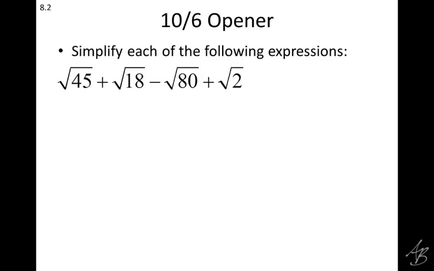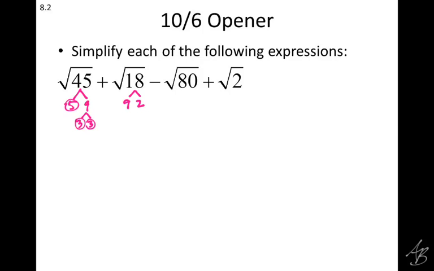This problem here is the same thing, except we have 4 square roots that we have to simplify. So let's start with factor trees, just like we did the last one. How does square root of 45, how does that 45 factor? 5 times 9. 5's prime, 9 is composite. 3 times 3. Okay, how about the 18?